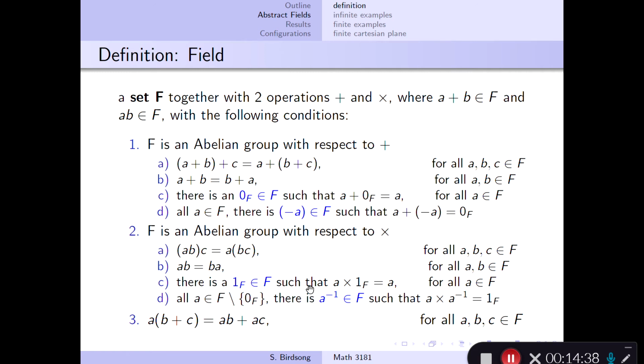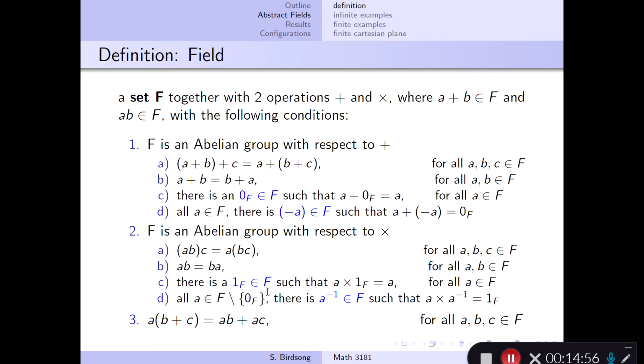Okay. Now let's look at multiplication. If you take any 3 numbers that are real numbers, does it matter how you group these multiplications here? Nope, you'll still get the same number either way. What about order? Does it matter the order in which you multiply them together? Nope, you'll still get the same real number.